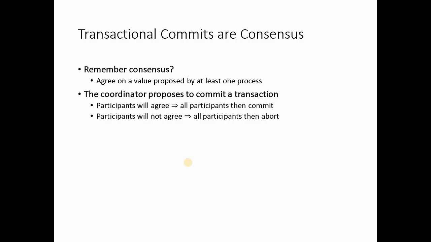So let's say the coordinator proposes to commit the transaction. The coordinator is the one who's managing it, and the other sites are known as the participants. If all the participants agree, then you can commit, meaning all the participants commit. Let's say a participant does not agree, then all participants have to abort. Right? For the data to be consistent, everybody should agree. So basically you have a unanimous agreement to commit.